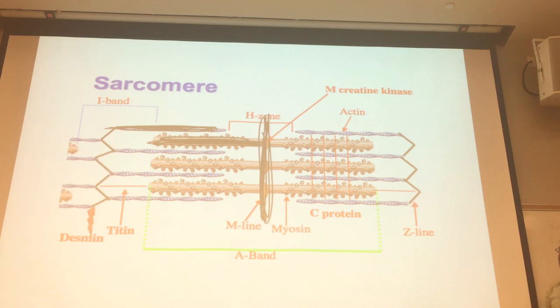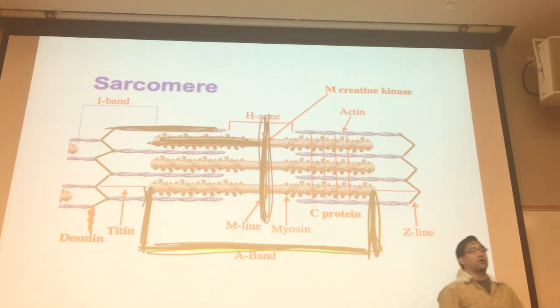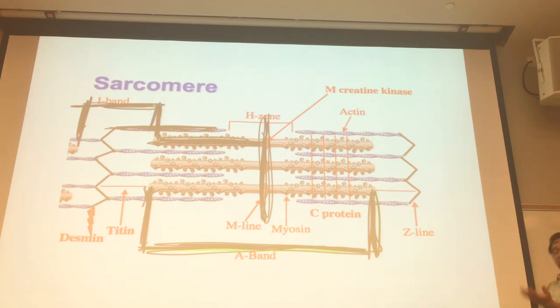Okay? So there's going to be a region, and the region that we're talking about is where you see all of those thick filaments. You see all those thick filaments, right? So what is that region where you see all the thick filaments called? That's the A band, exactly. Now, when you don't have the thick filaments and you only have the thin filaments right here, what is that region called? That's the I band.